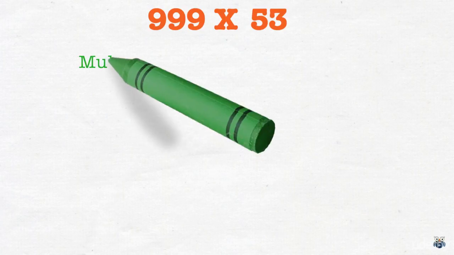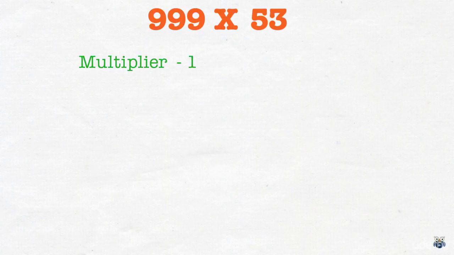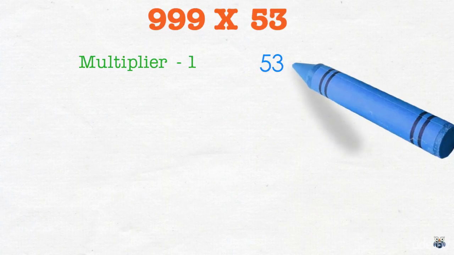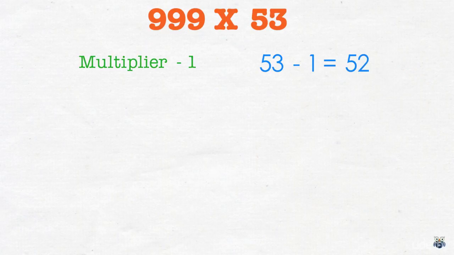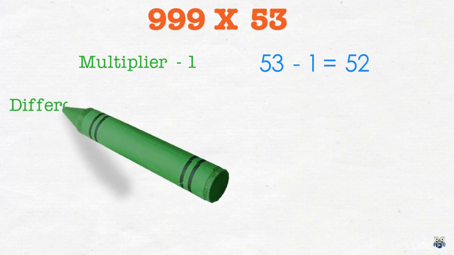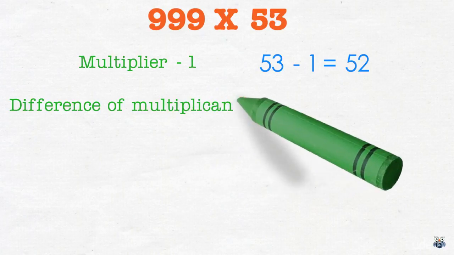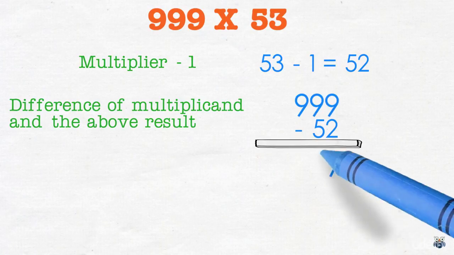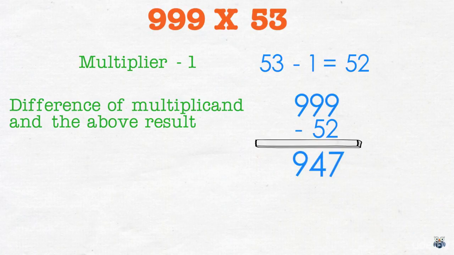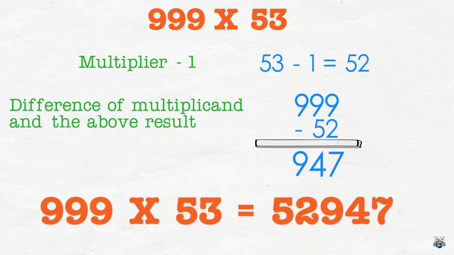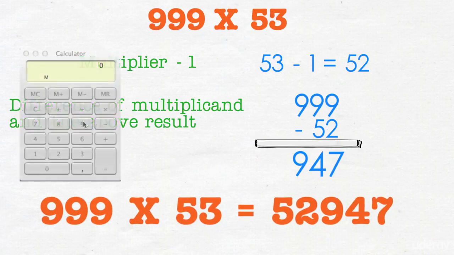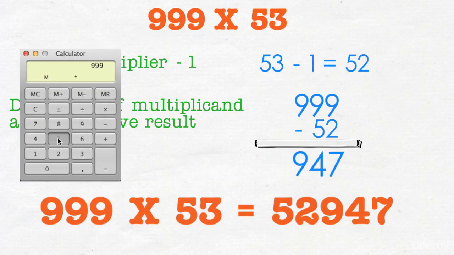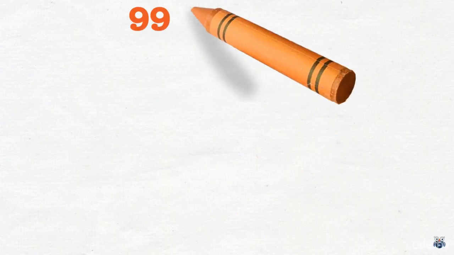For the first part of the result, we reduce the multiplier by 1. The result is 53 minus 1, which is 52. The second part is the difference of the multiplicand and the above result. 999 minus 52 is 947. And putting these two results together, we get our final answer, which is 52,947. Let's check our result. Yes, it is the correct answer.